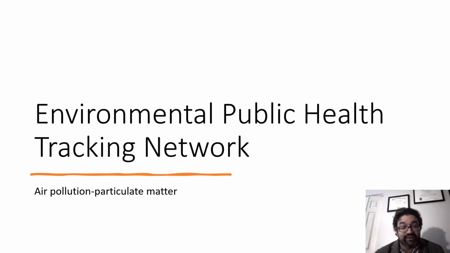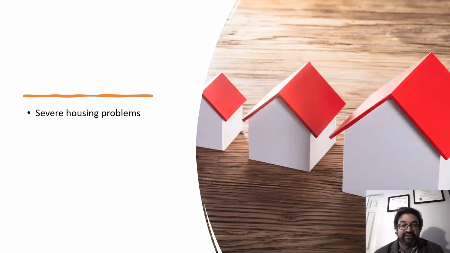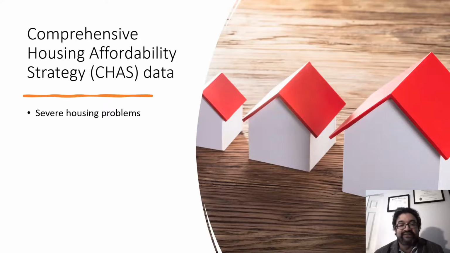And then from the environment, the Environmental Public Health Tracking Network, which is, again, another great resource that I encourage you to take some time to look into. But particularly air pollution, particulate matter is incorporated there. And then the Safe Drinking Water Information System, drinking water violations. When we're thinking about comprehensive housing affordability strategy data, well, there are severe housing shortages and housing problems, and so housing insecurity happens to be an issue, and housing affordability. So this is another one.